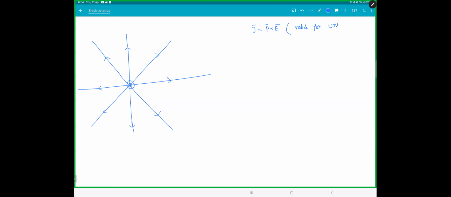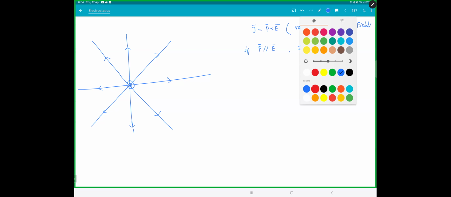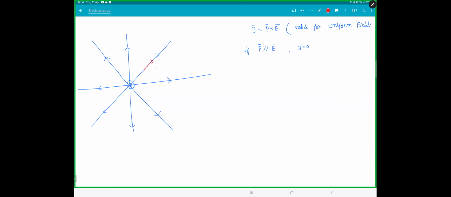But you can notice something there. If P bar becomes parallel to E bar, then the torque is 0. That means if you can take the dipole and put it along the field lines like this, you'll get torque 0, isn't it? Because both the forces will be along the line. I agree, magnitudes are not the same. So this point of force will be something more, let's say F plus dF. This point of force will be F, but they're on the same line, so there'll be no torque.